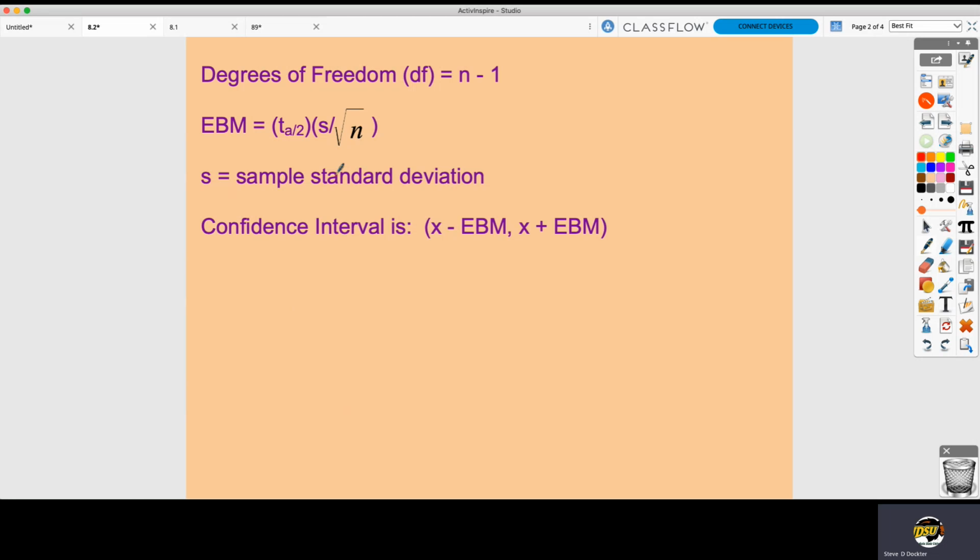The confidence interval is the same thing as it was before. We take our average and subtract the EBM, and we add the EBM to get our lowest value and our highest value. So a lot of the stuff is exactly the same. It's just a little twist with our equations here.